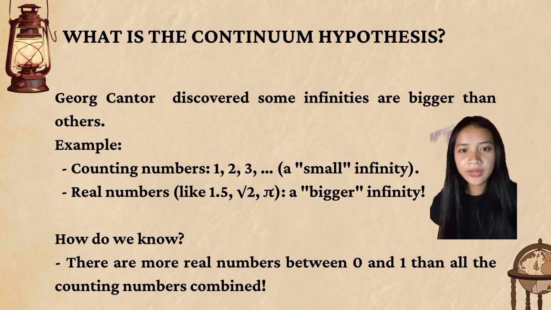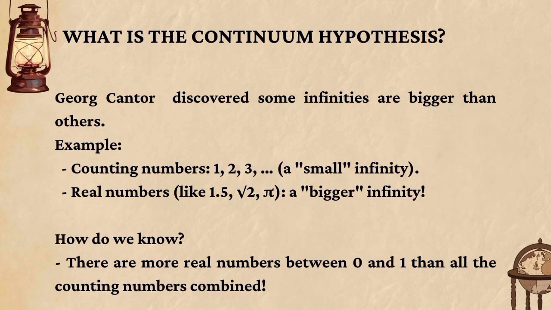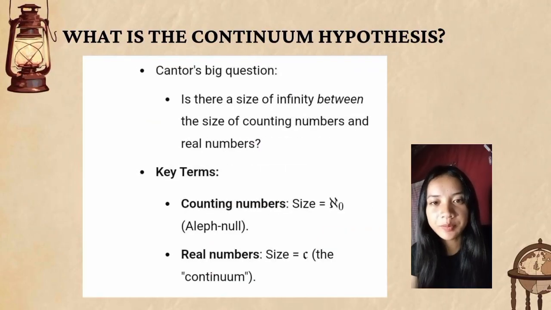This concept, known as the continuum hypothesis, has profound implications in set theory and other areas of mathematics, suggesting that there might be sets with cardinalities between natural numbers and real numbers. It is a fundamental question posed by Georg Cantor. It explores whether there exists an intermediate size of infinity between the size of counting numbers and the size of real numbers.